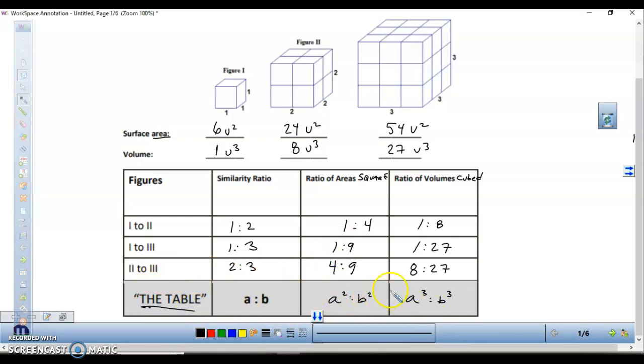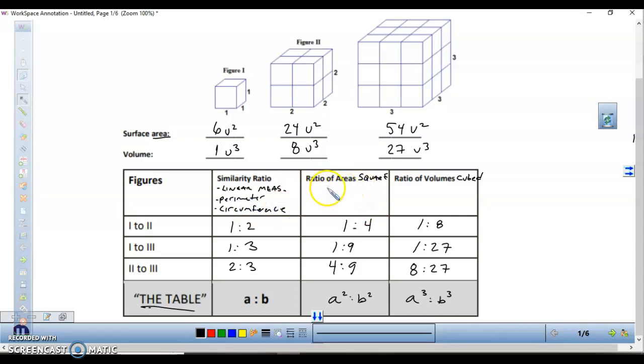Now, one other thing I want to point out is when you're doing these problems, similarity ratio will always be the same for any linear measurement. Anything you can use a tape measure for, linear measurement. So for instance, perimeter would be the same as the similarity ratio, or circumference would be the same as the similarity ratio.